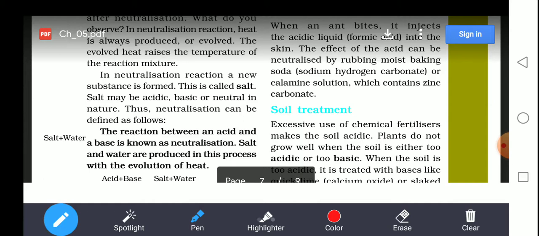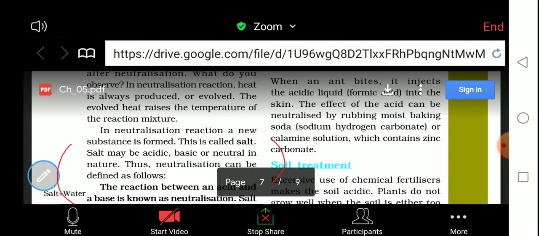So this neutralization can be defined as follows. The reaction between acid and base is known as neutralization. Acid plus base gives salt plus water. Here you can observe: the reaction between acid and base is known as neutralization. Salt and water are produced in this process with the evolution of heat. This is the proper definition of neutralization.